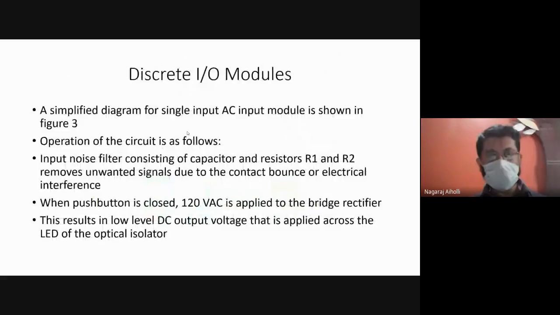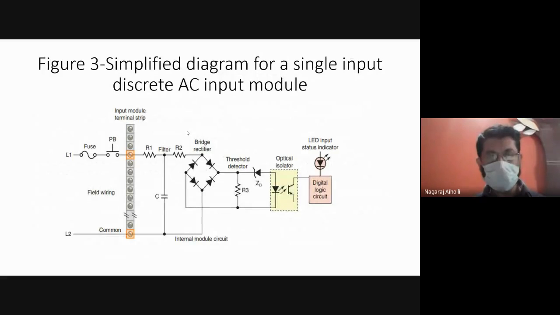Then the simplified diagram of this diagram we explained here in detail. What is the fuse, what is push button, what is R1, R2 and C combination? It is a filter. R1, R2 and C combination is a filter which removes the unwanted signals in the applied input signal. Then the bridge rectifier circuit, that is a combination of 4 diodes.